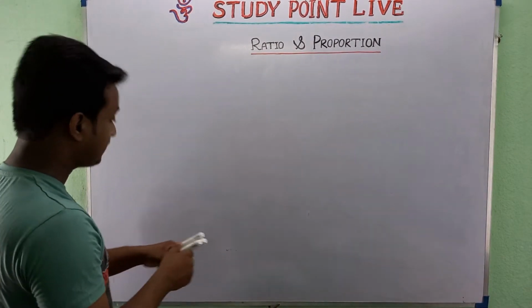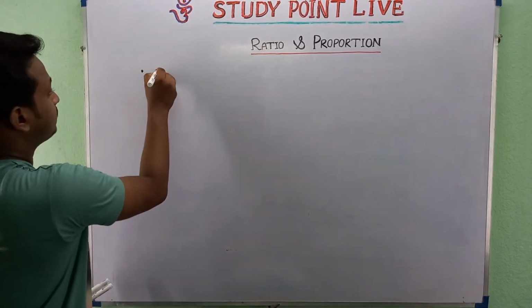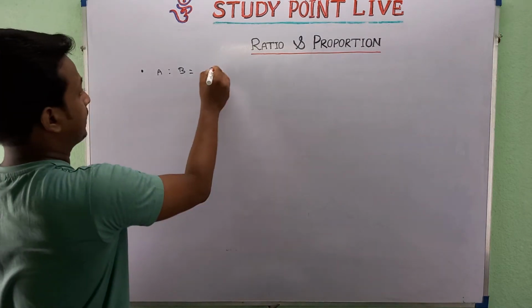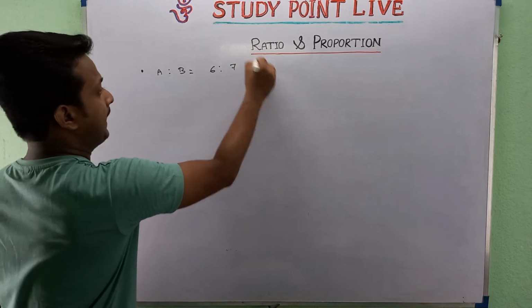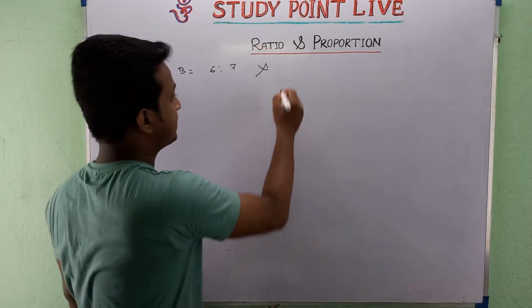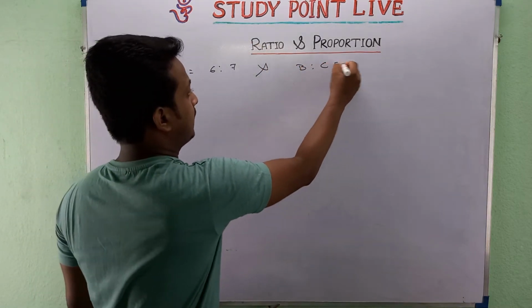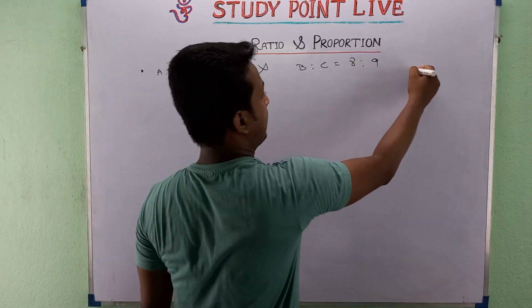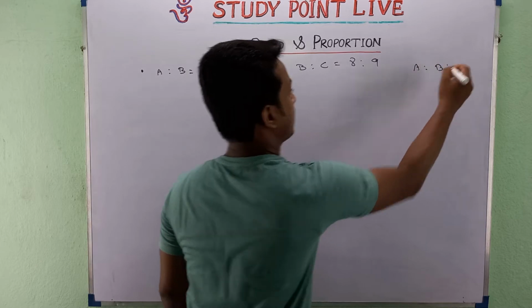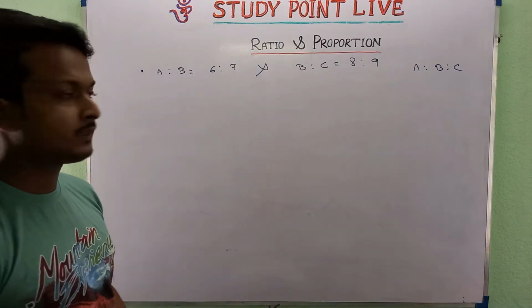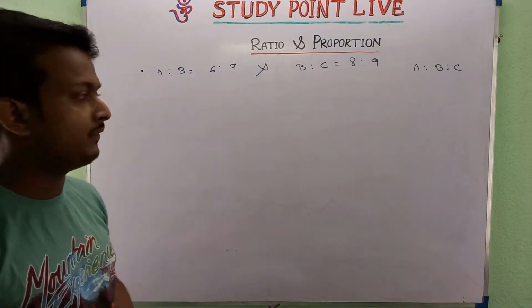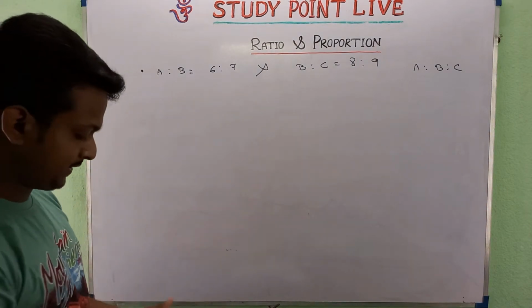See here, one kind of problem is this: a is to b equals 6 is to 7, and b is to c equals 8 is to 9. Now we have to find a is to b is to c. So there is one kind of problem. a is to b and b is to c are given, and we have to find the value of a is to b is to c.